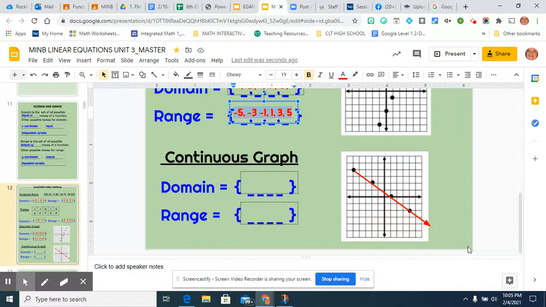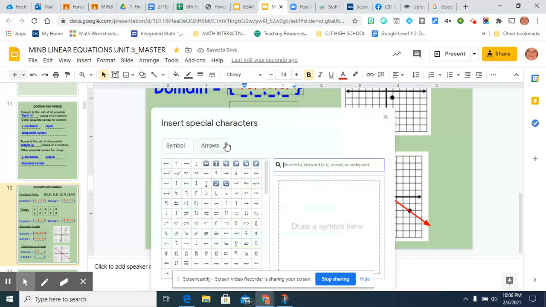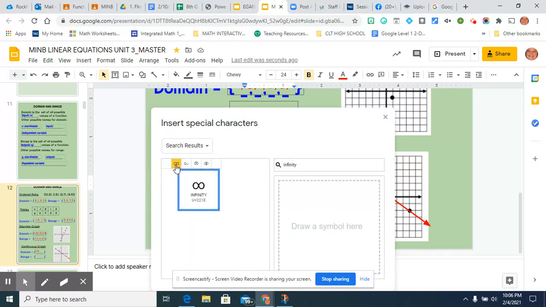It would never stop. So in my domain, I'm actually going to identify this with a square bracket because that means to include something, whereas an open parenthesis means that it's up to that point but not including. So I need to start at -5, and it's going through infinity. I'm going to have to do a special character here. Of infinity.